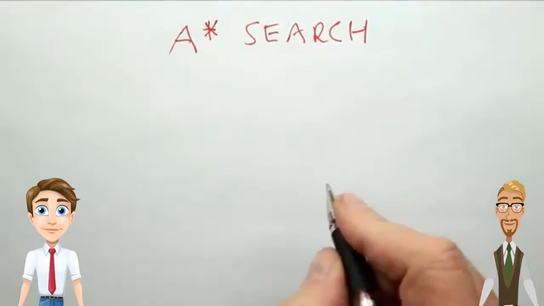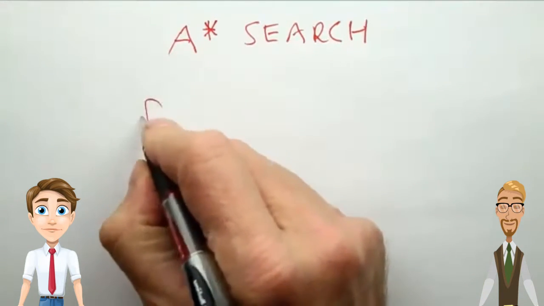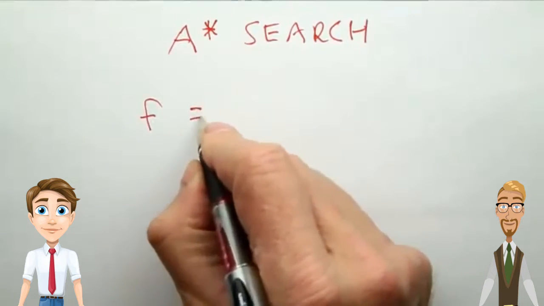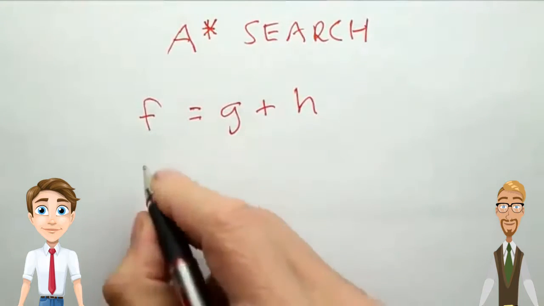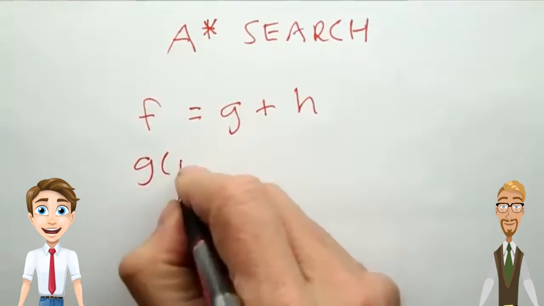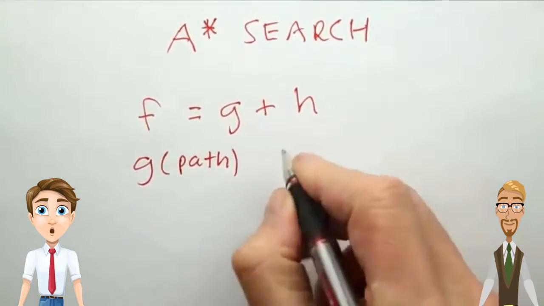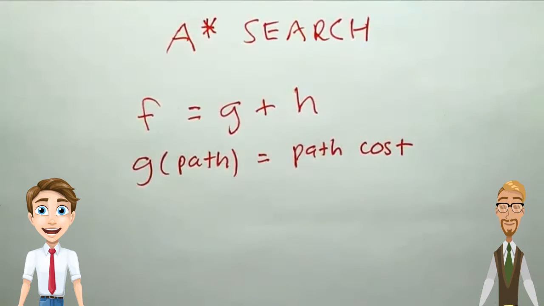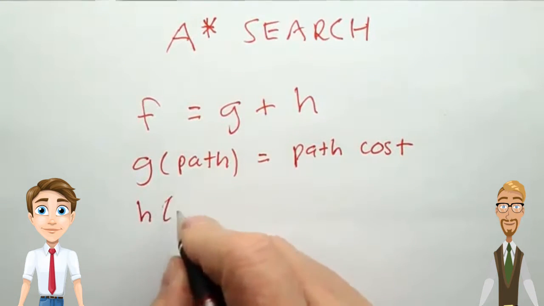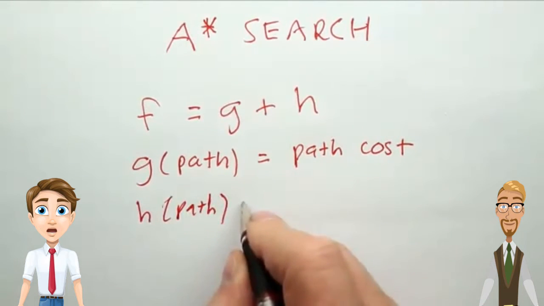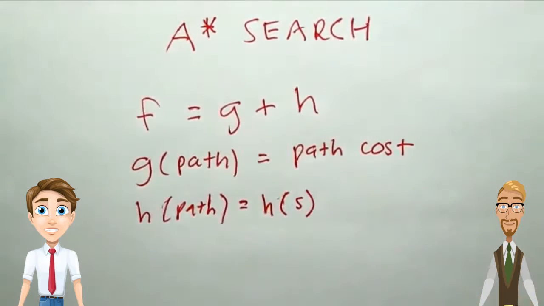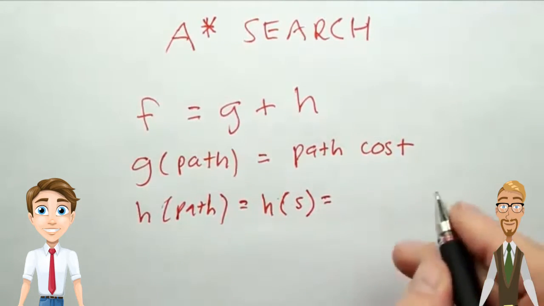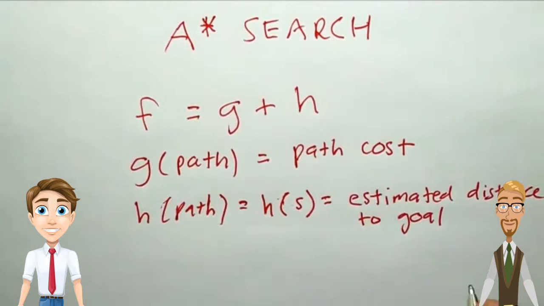A-star search works by always expanding the path that has a minimum value of the function f, which is defined as the sum of the g and h components. Now the function g of a path is just the path cost, and the function h of a path is equal to the h value of the state, which is the final state of the path, which is equal to the estimated distance to the goal.